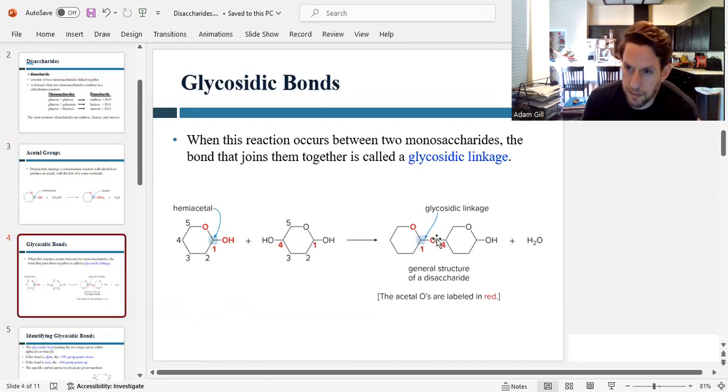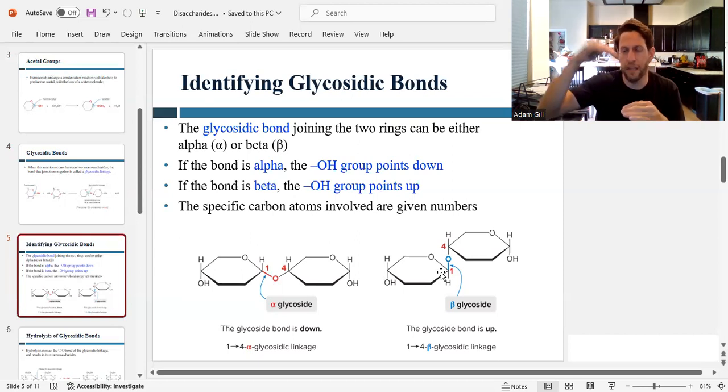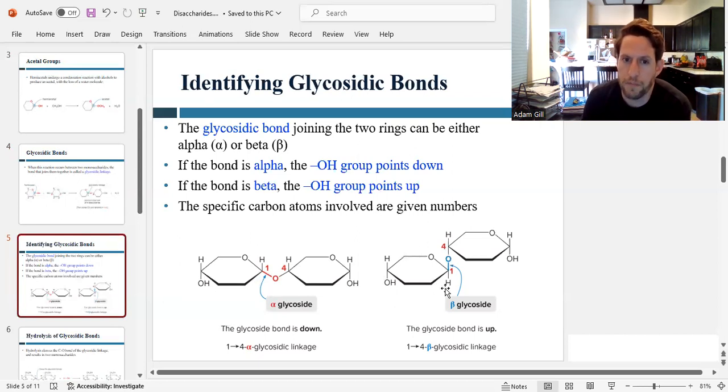Now, we can further specify depending on whether we're alpha or beta. So recall that the anomeric carbon can either have the OH pointed down or up. And so we refer to that as alpha or beta. And so if that anomeric carbon is part of a glycosidic linkage, we can say that it's an alpha glycosidic bond or a beta glycosidic bond. And that determines the bond angle between the two sugars. You can see how these are more linear or more bent depending on the angle of that glycosidic bond. So alpha 1,4 versus a beta 1,4.